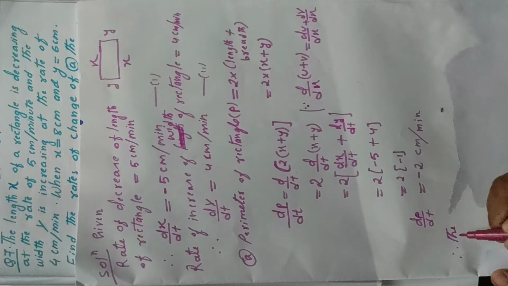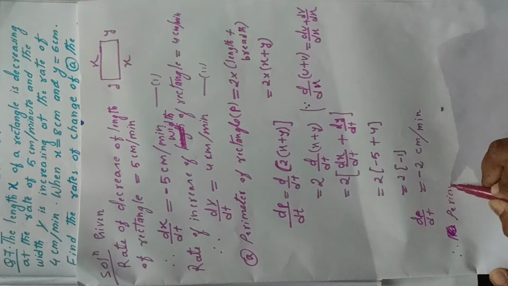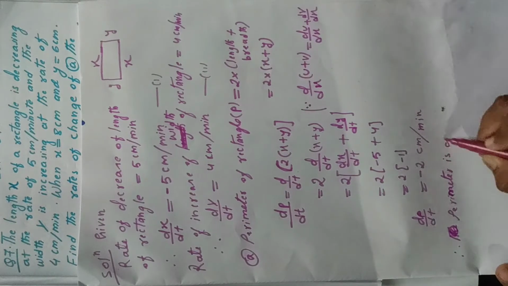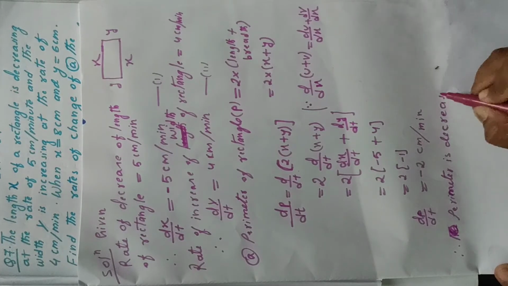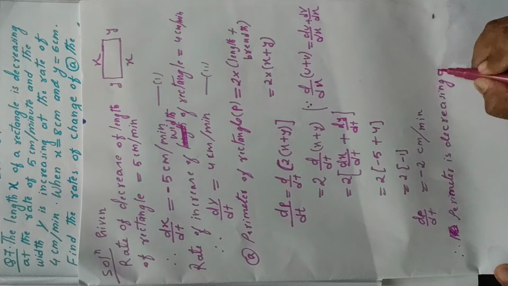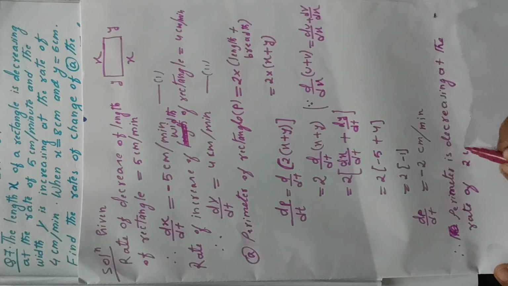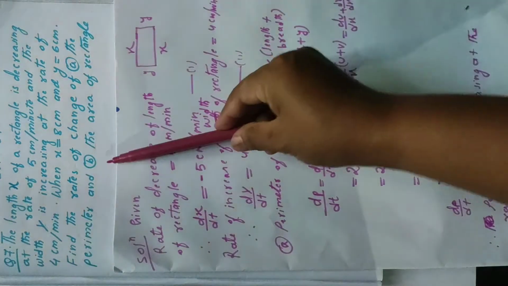Therefore I need to write the perimeter is decreasing. Perimeter is decreasing at the rate of 2 centimeter per minute. So this is the solution for question number A. Now next is what for B.